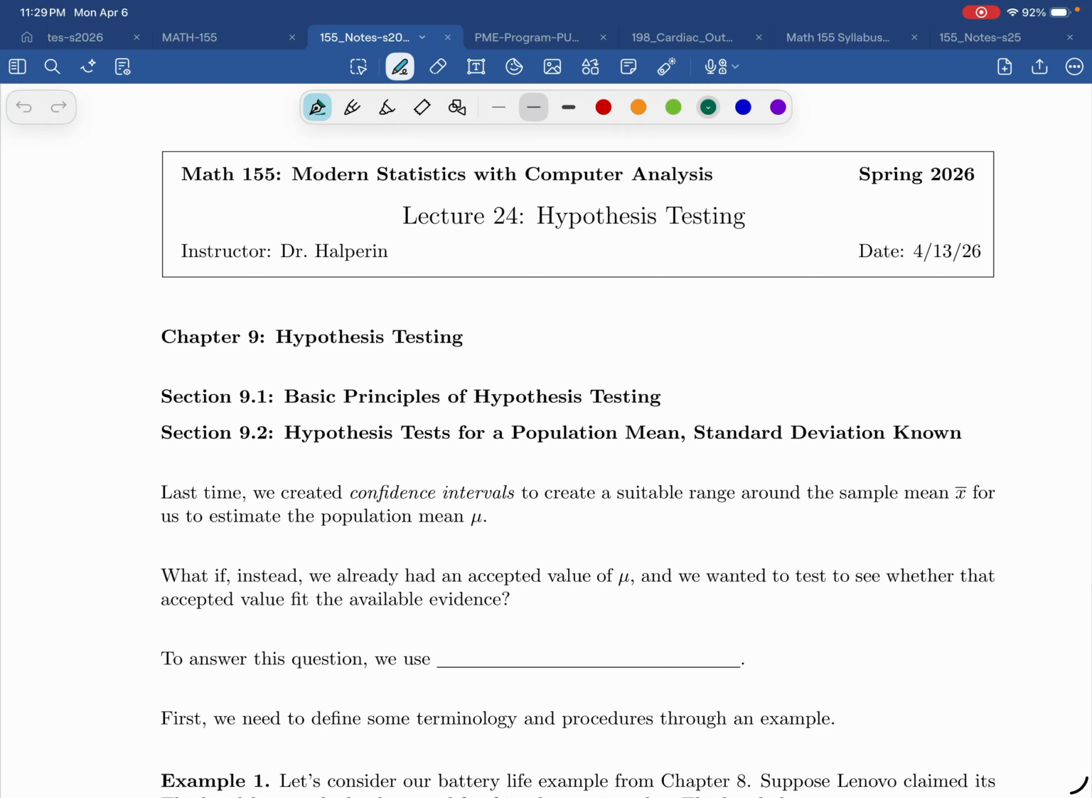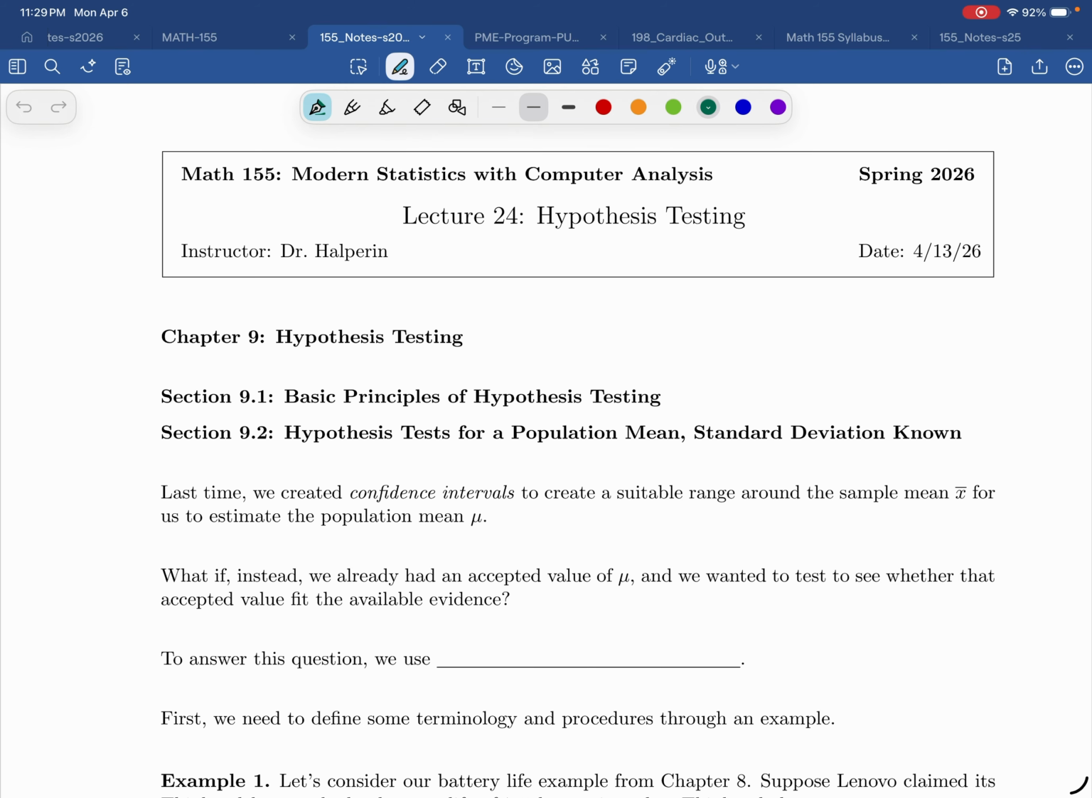We're in Chapter 9, Hypothesis Testing, and we're going to be covering sections 9.1 and 9.2. I'm going to mix them together because I just think it works best to get some of the theory in about hypothesis testing and do a bunch of hypothesis tests.